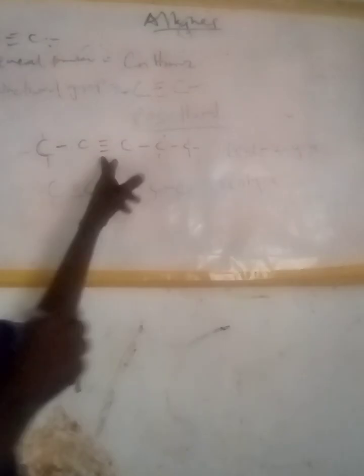Even if you have a branch, the branches will just remain where they are located on the carbon. Don't interfere with where the branch is located, as long as they say give the positional isomer of that compound. And if they say give the branching isomer of that particular compound, don't play with the triple bond. The triple bond should remain intact where it is placed, and just play with the branch only.